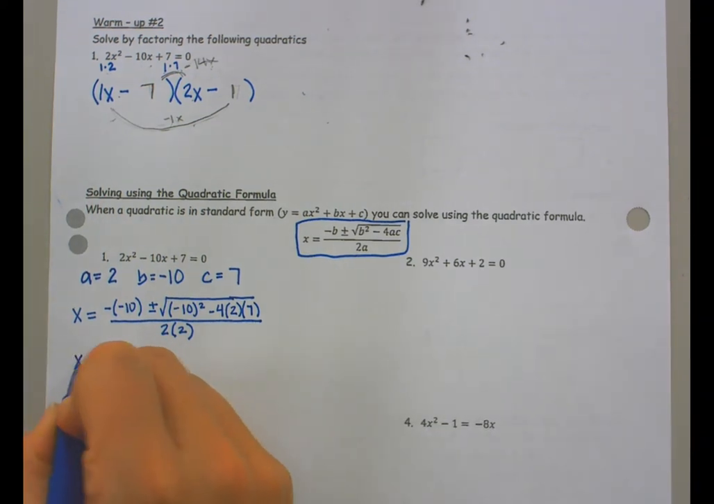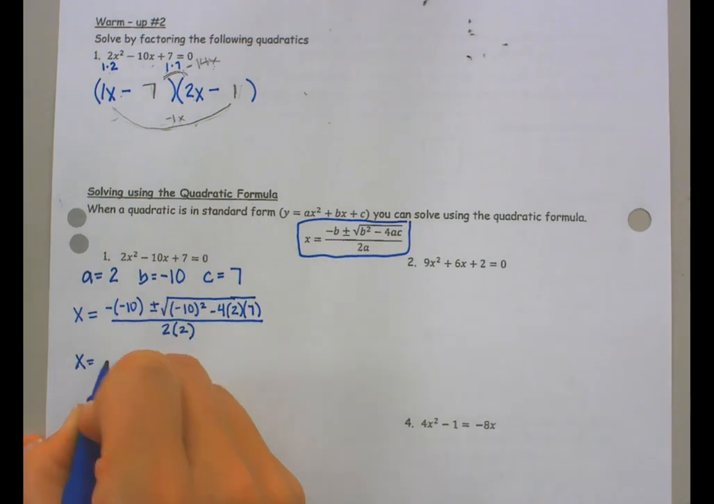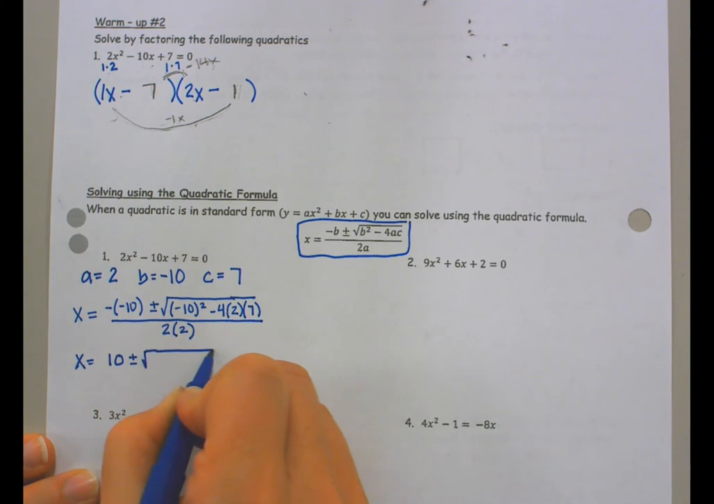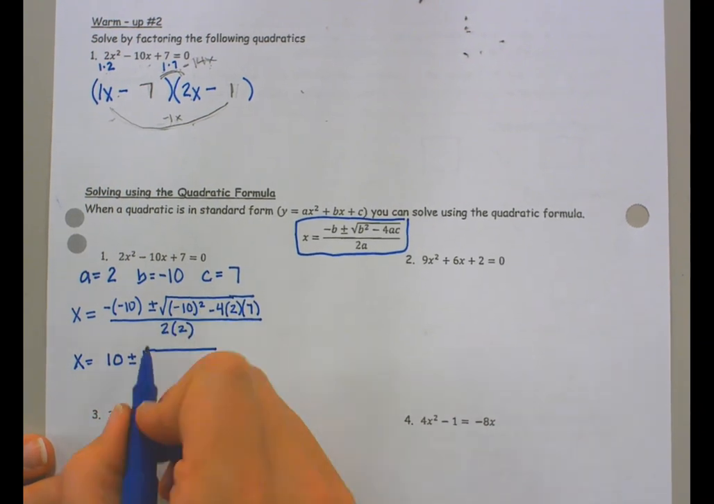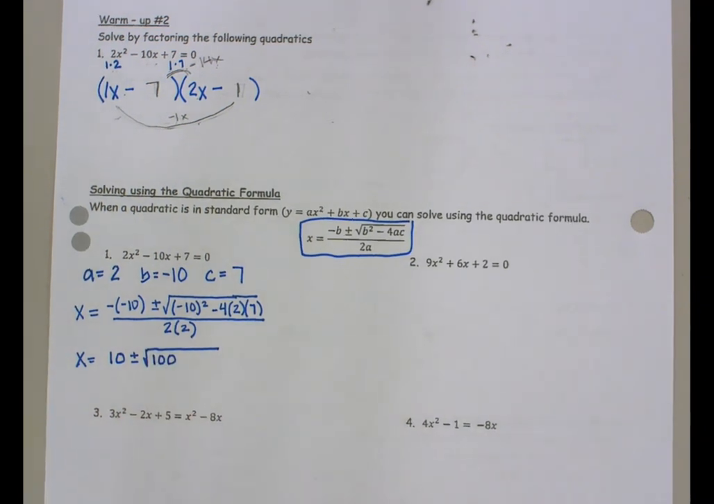So my negative of negative 10, a negative and a negative are going to make this positive 10. Then solving inside my square root, negative 10 squared, negative 10 times negative 10 would give me positive 100. Remember, a negative times a negative is positive.